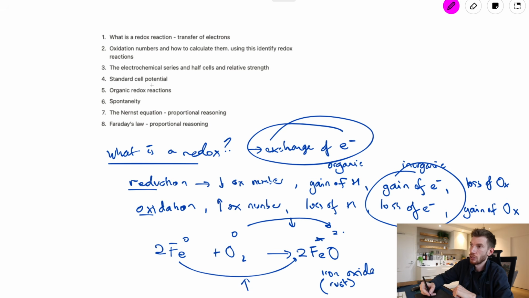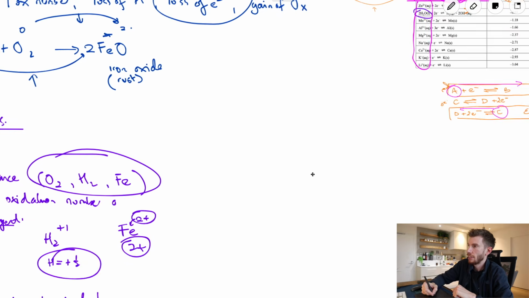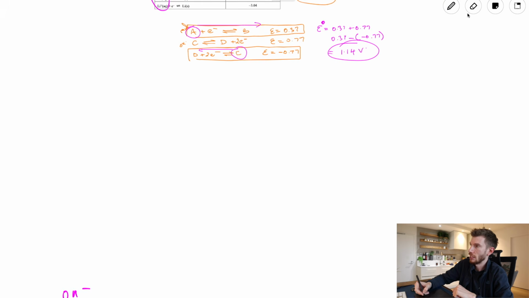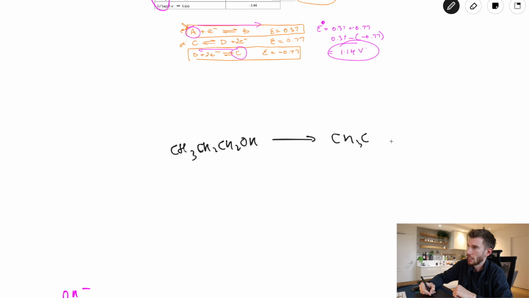So, moving on to organic redox reactions. Effectively with organic, I covered probably most of it at the start actually. So if you were to draw out a particular compound, let's say we have CH3, CH2, CH2OH, and then it goes to CH3, CH2, CHO. And we have to work out, is this reduction or oxidation? I'm not going to balance it.